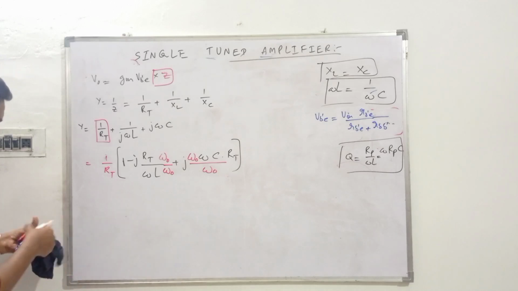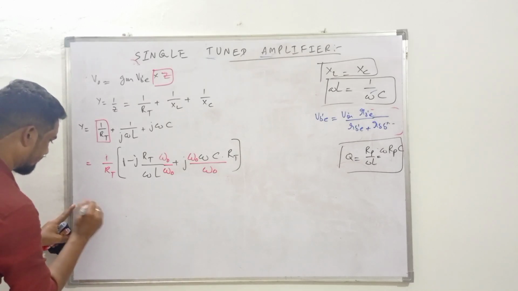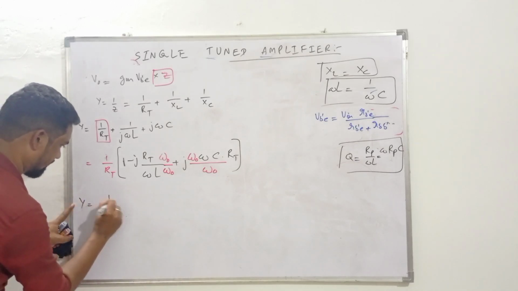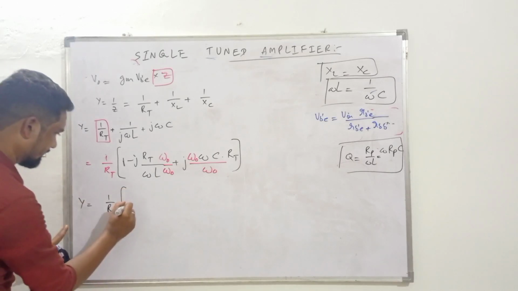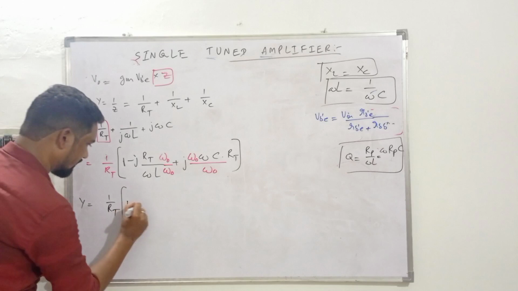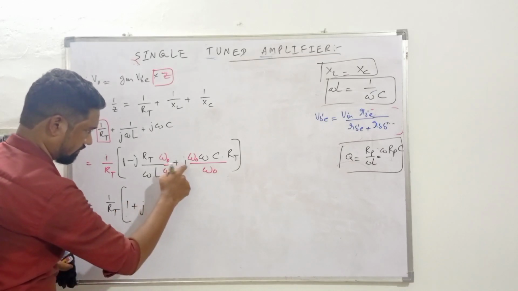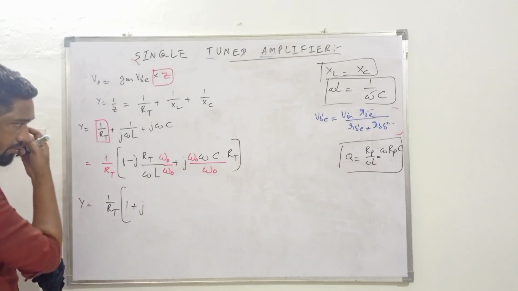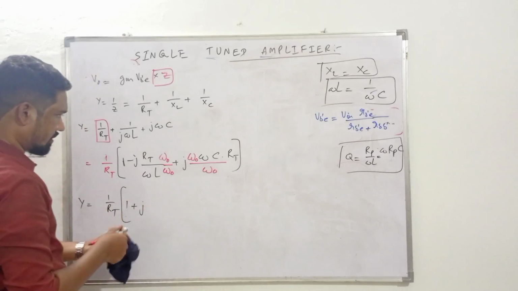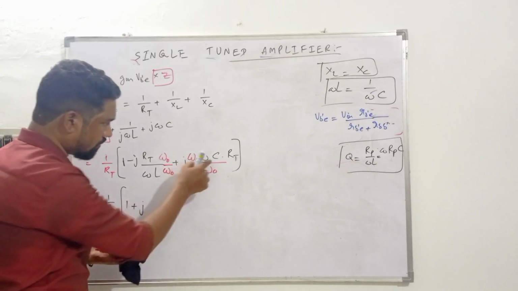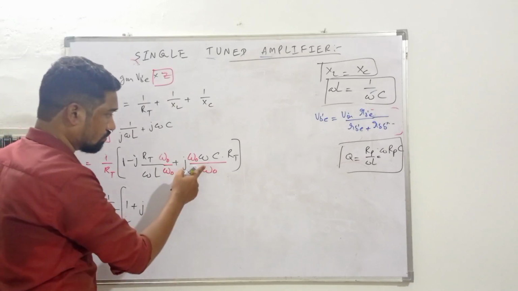So here it's y, we are in search of y. 1 upon RT, 1 plus j, this one, plus j. I've written that down. So guys, can you see something? Can you see a product? Can you see a hidden Q over here? We have a Q.